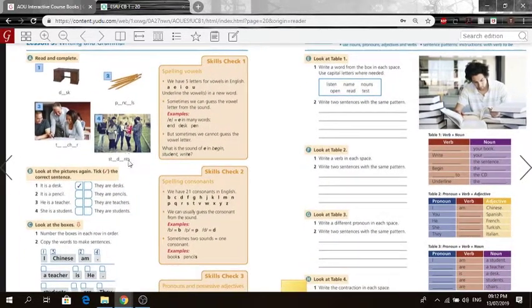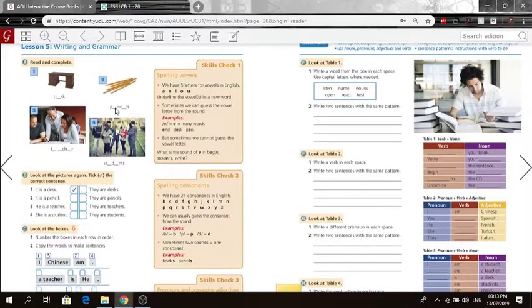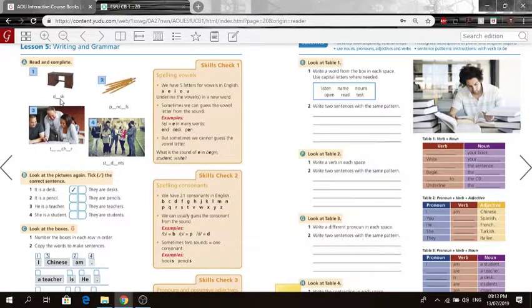So, look at the pictures again, tick the correct sentence, okay? So basically what they want us to do, or what the book wants us to do, is find if these words were in plural or singular, okay? So, it is a desk or their desks. So if we go up here, it says desk and not desks, so we tick the singular one, okay? Now, you can always try and pause this video, do it by yourself, and then check the answers.